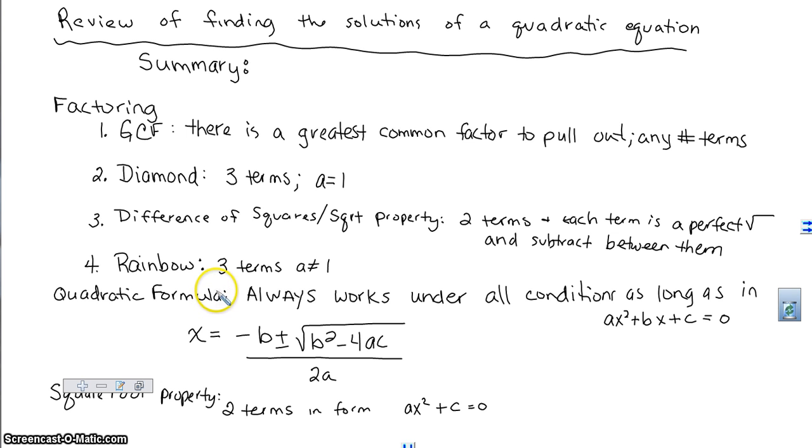That one always works under all conditions as long as you have your equation equal to 0 and it's of course quadratic, has an x squared in there. And then we do have the square root property where if it has 2 terms and it's in this particular form, you could do the square root property. Okay, so I would suggest that you pause here and write this down.